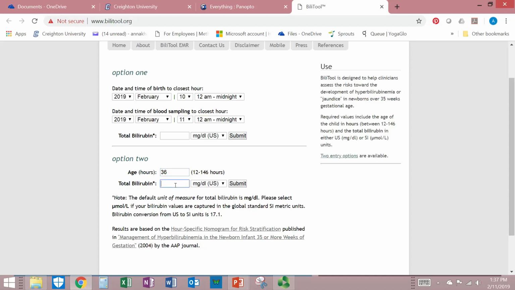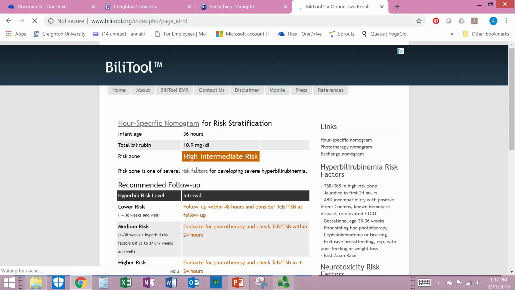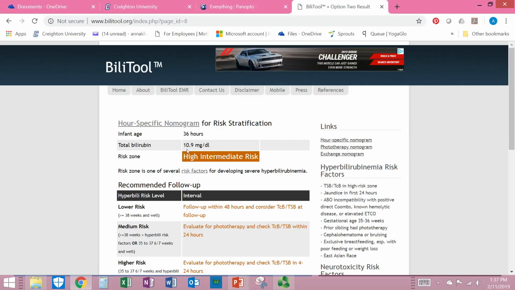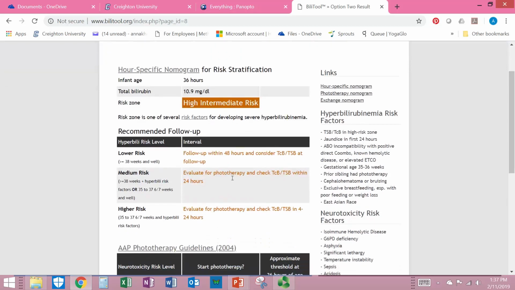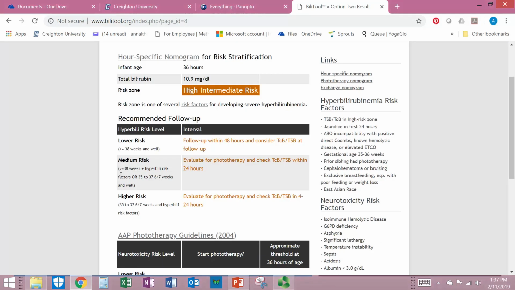Let's just say the bilirubin is 10.9. You hit submit. And it is saying that this baby that's 36 hours old, with a bilirubin of 10.9, is high intermediate risk. And then you can come down here, and it gives this recommended follow-up, kind of when to evaluate your total serum bili, or TC bili.